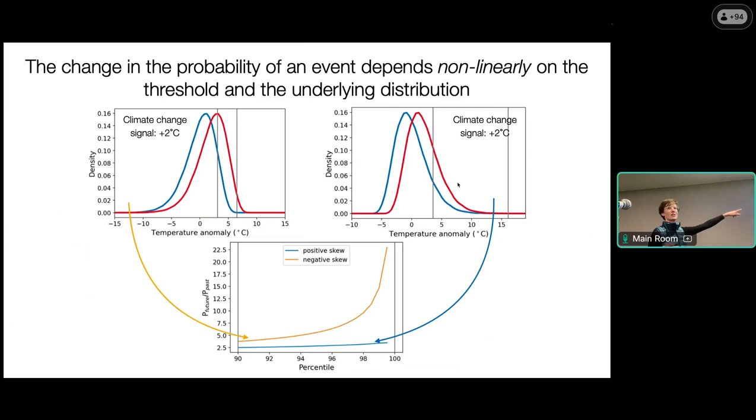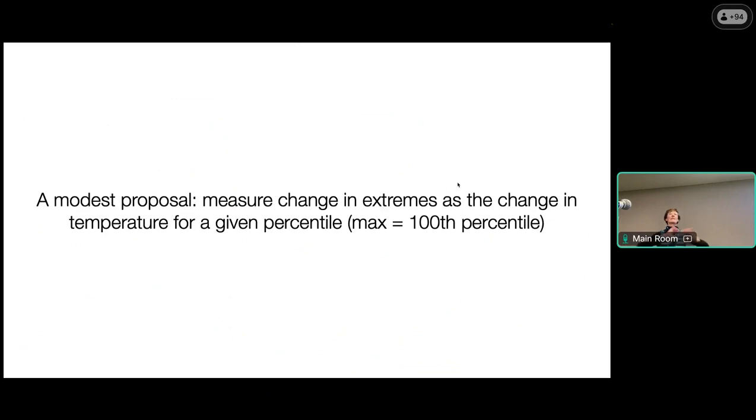It's kind of getting to the same point with the Loikith and Neelin paper, that what that function looks like, of how the future versus past probability changes, depends very heavily on the underlying skewness of the distribution. Again, in all of these cases, the real answer is that everything has just gotten warmer by 2 degrees Celsius. So my modest proposal is, can we stop all of the heat extreme exceedances and counting days?